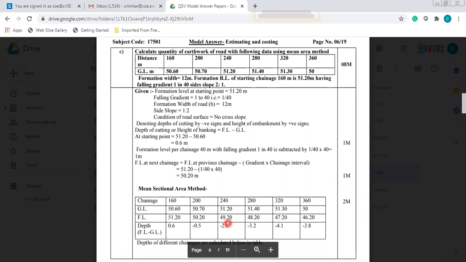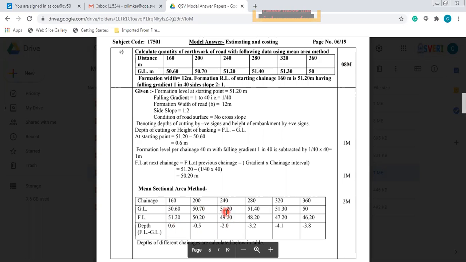Then next is the depth. As far as depth is concerned, what is the formula to determine the depth? Depth is the difference of your formation level, that is FL, minus ground level. So you can take the difference: 51.20 minus 50.60 is plus 0.6. The difference is positive. Then 50.20 minus 50.70, the difference is minus 0.5.